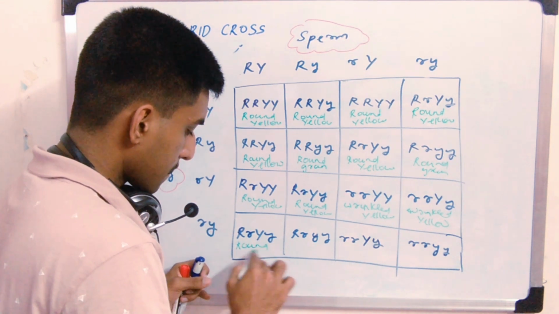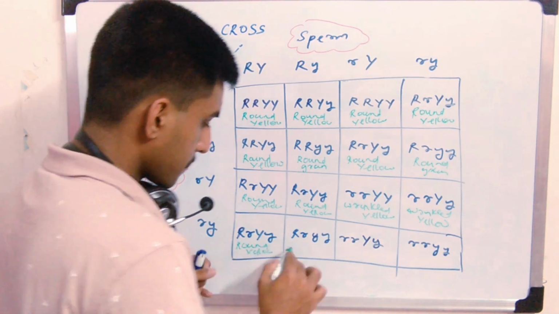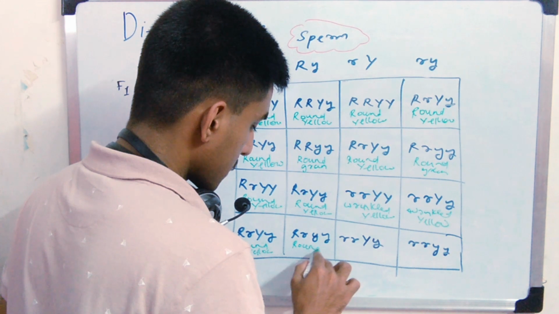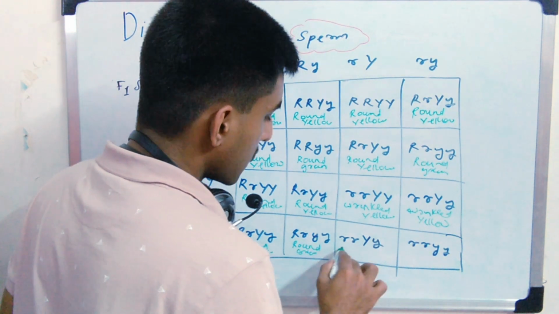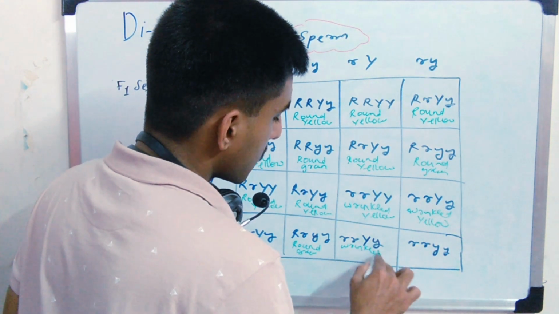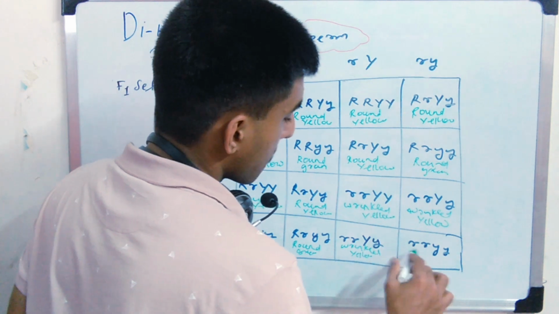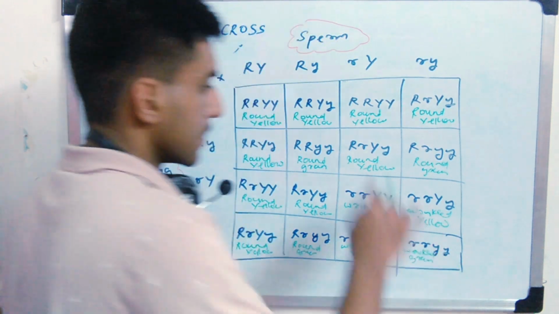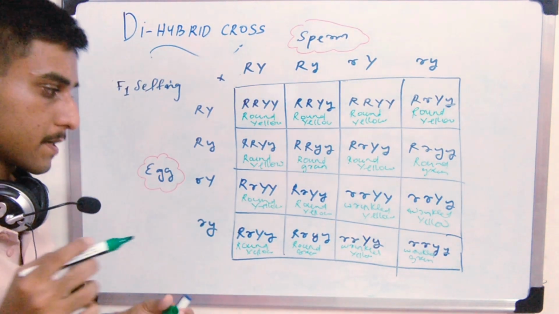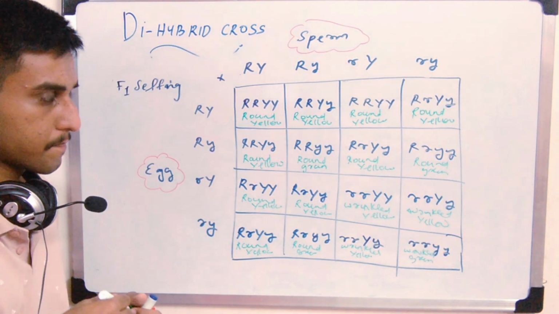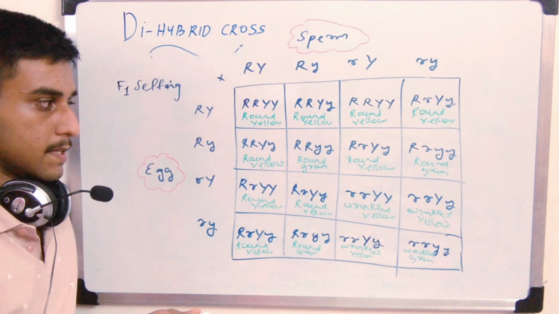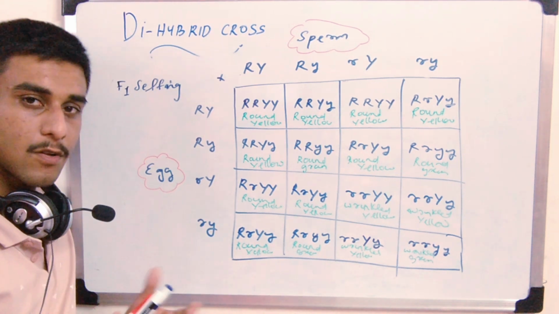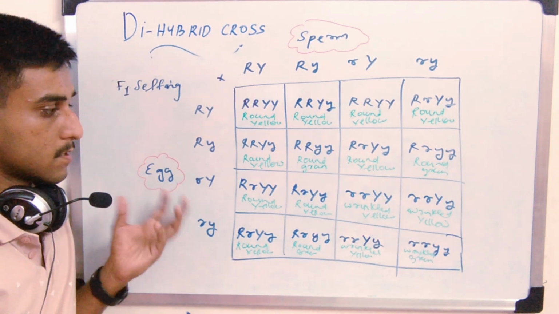Round yellow, round green, wrinkled yellow, wrinkled green. So this is also the phenotypic condition. So this is actually a conventional method, the normal checkerboard drawing method. So I think you have written it.